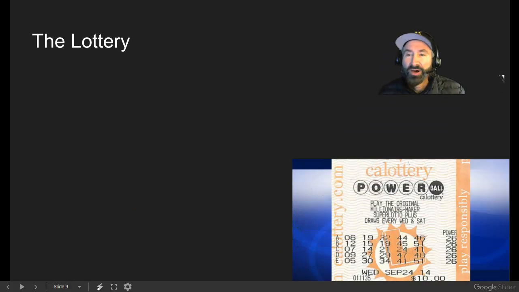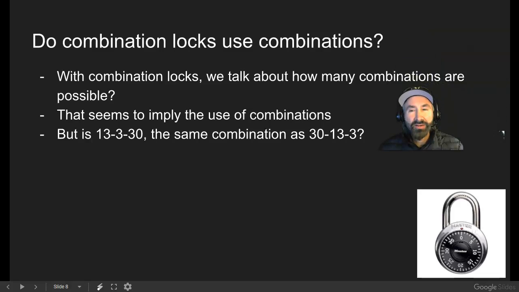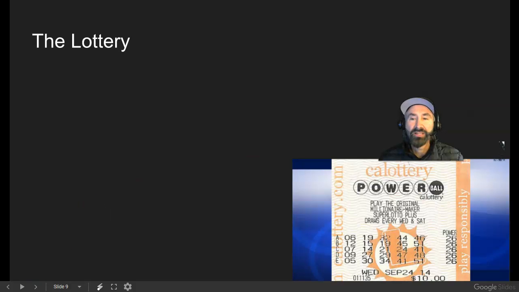So anyways, the combination lock is a good example of where they use the word combination, but permutations is really appropriate. And again, what we do is we actually use our reasoning to say to ourselves, well, can we go through a scenario and think to ourselves whether order is important when we're looking at the different combinations. Okay, so anyways, let's move on to the lottery.